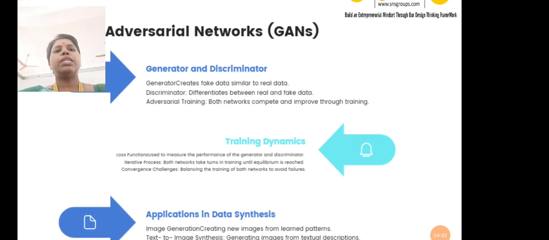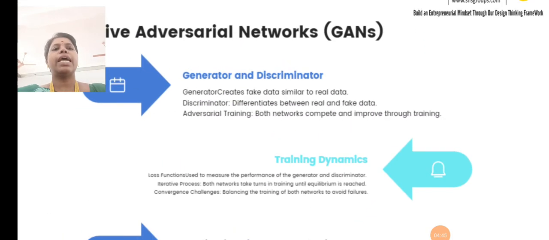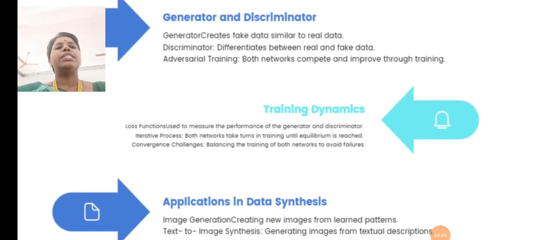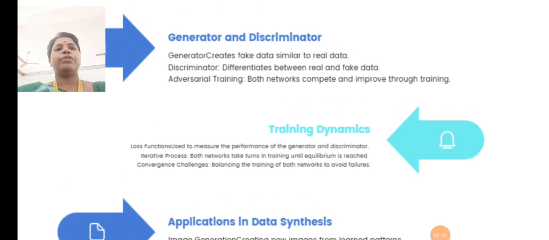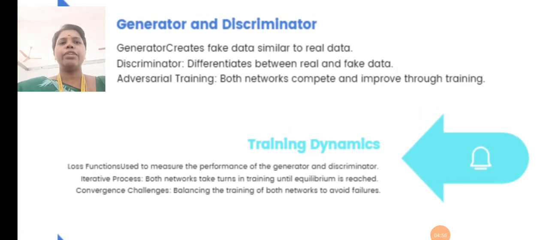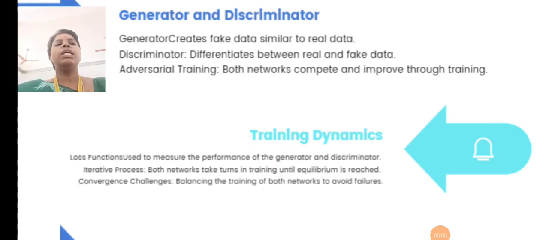And coming to the generative adversarial networks, that is GAN, we again have three categories: generator and discriminator, training dynamics, and application. The generator creates fake data similar to real data, and the discriminator differentiates between real and fake data. And adversarial training, both networks compete and improve through training.